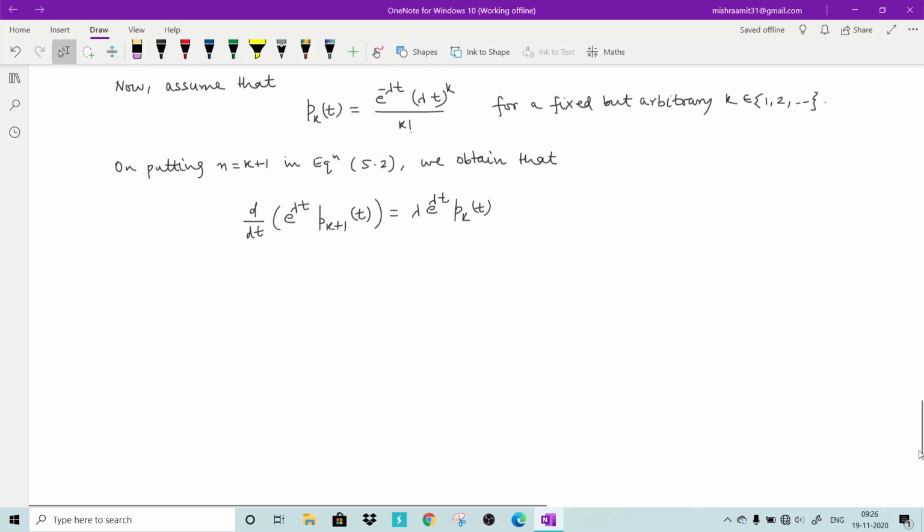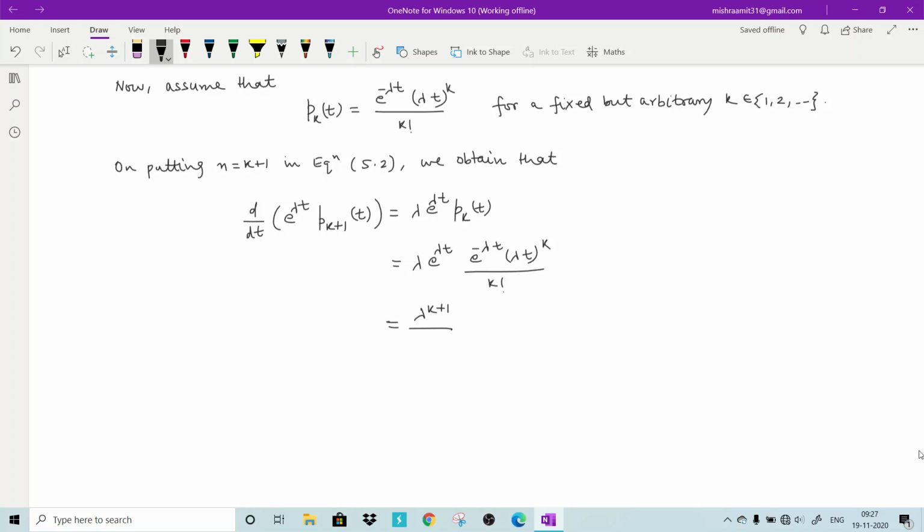Now, we have assumed that p_k(t) is this, so just put that value, that p_k(t) is nothing but e to the power minus lambda t, lambda t to the power k divided by factorial k. So what we are getting, e to the power minus lambda t will be cancelled out, so we are getting lambda to the power k plus 1 divided by factorial k and t to the power k. We are getting this for d/dt of e to the power lambda t p_{k+1}(t).